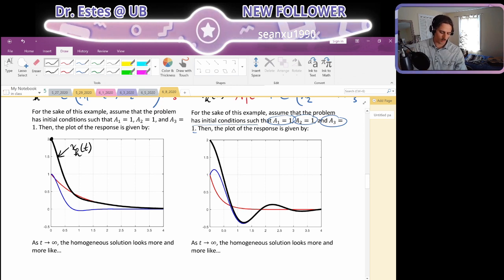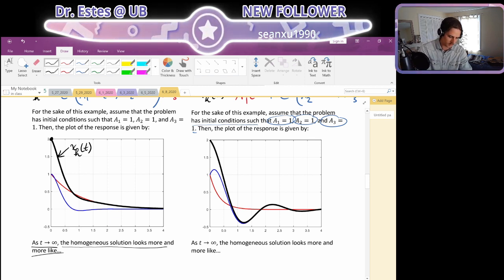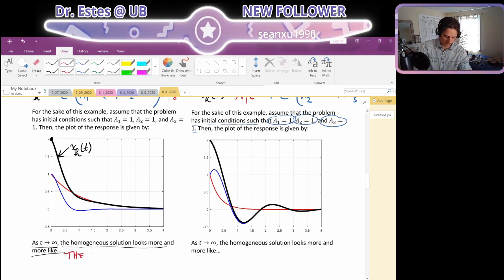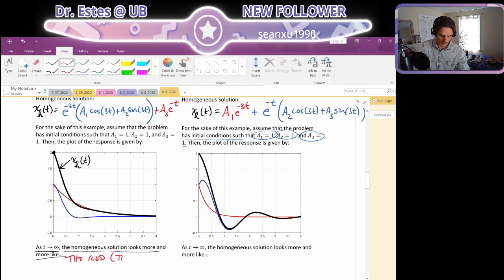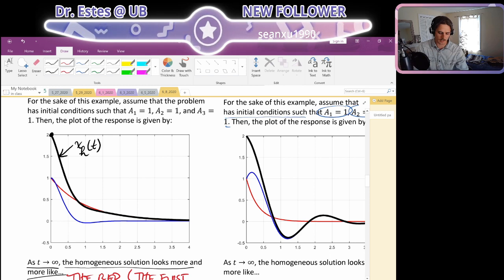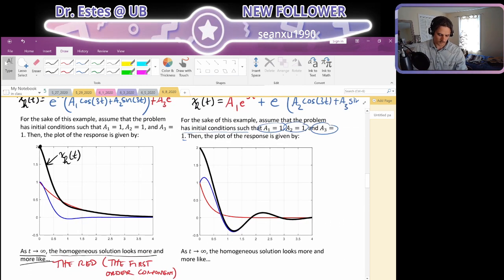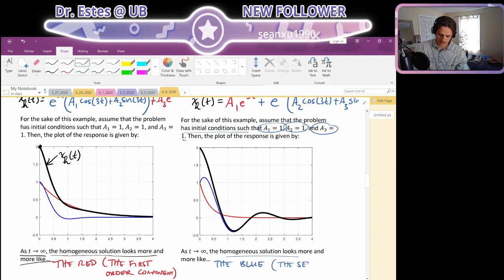As time works towards infinity, the homogeneous solution for this one on the left looks more and more like the red. So the first order component. You can see this black line, eventually, it's right on top of that red line there. For this one on the right, it's different. As time goes to infinity, the homogeneous solution looks more and more like the blue. So the second order component.